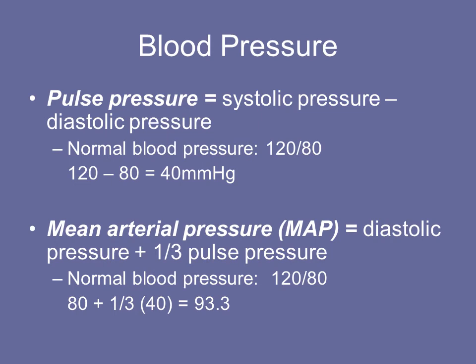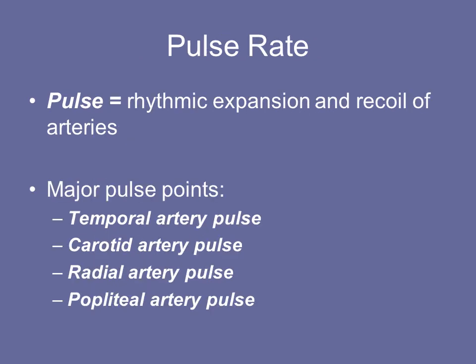As I said, normal blood pressure is 120/80. The mean arterial pressure is the diastolic pressure plus 1/3 of the pulse pressure. The pulse rate, there are different areas where you can measure the pulse. It is that rhythmic expansion and recoil of the arteries. There are major pulse points: the temporal, the carotid, the radial, and the popliteal.